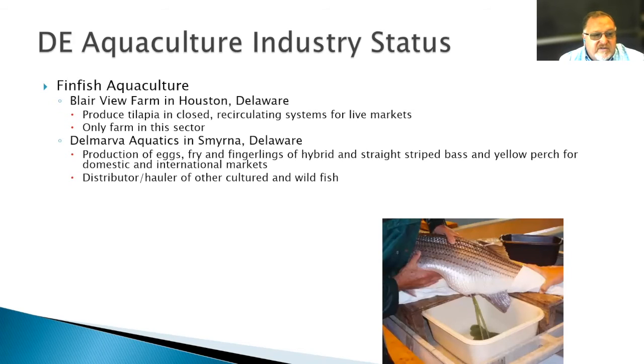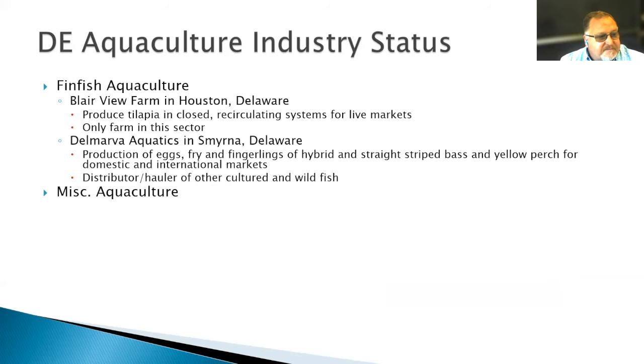We also have Delmarva Aquatics in Smyrna, Delaware, and that's an interesting business. They actually produce eggs and fry or small fish for other people to grow. They focus on striped bass and yellow perch and things like that, and they distribute those all around the world. So it's an interesting business, and really one of those things that you'd never know was there unless somebody told you about it.